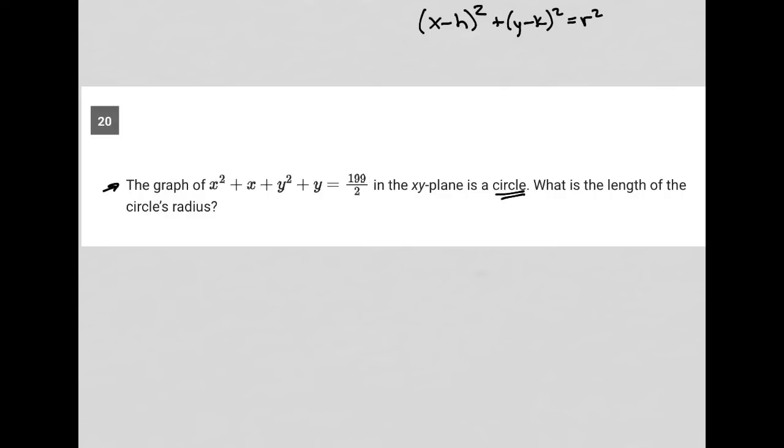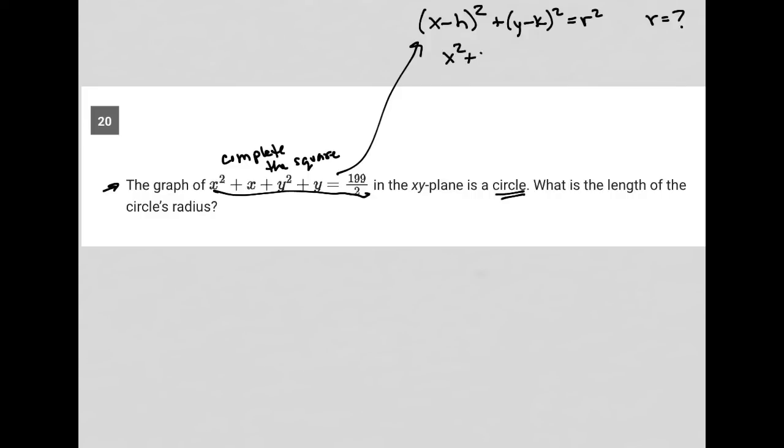So the fact that it doesn't already look like that most likely means I'm going to need to use completing the square on this, as a method of getting this to look like that. What is the length of the circle's radius? So the whole question is basically to figure out what r equals. So let's start off with this equation that's been provided.